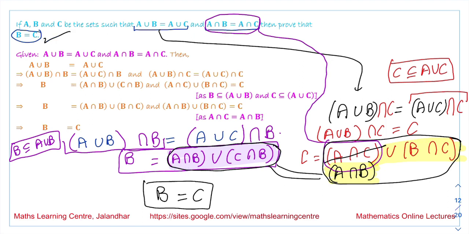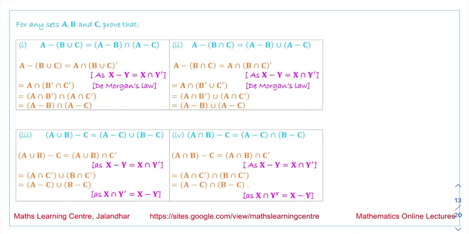And this is what we have to prove. Now the next question we have: for any sets A, B and C, we have to prove the following results. The first thing we have to prove is that A minus (B union C) is equal to (A minus B) intersection (A minus C).